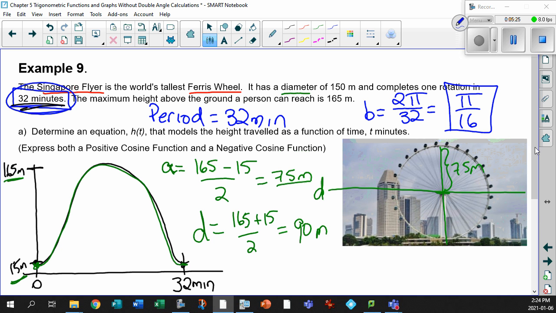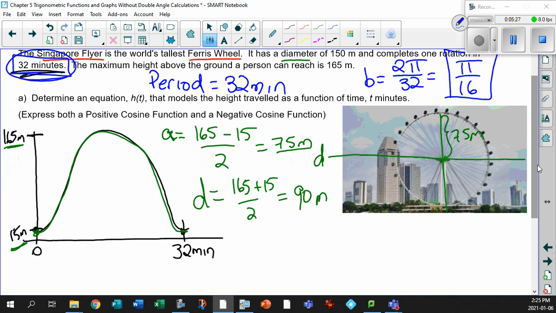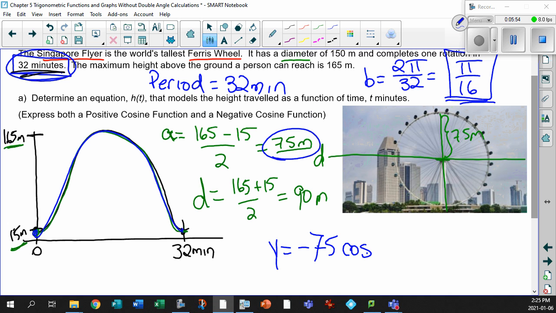So now you can write an equation. The equation's really easy. y equals, since it's reflected, since it's flipped, it's got to be a minus cosine value. This is minus, oh, but wait, what's the A? The A is 75, so 75 cos. What's the B value? The B value, oh, pi over 16, we know that. Pi over 16.